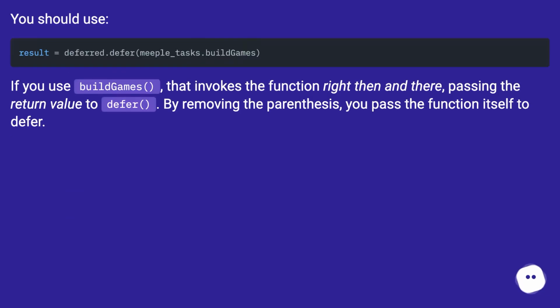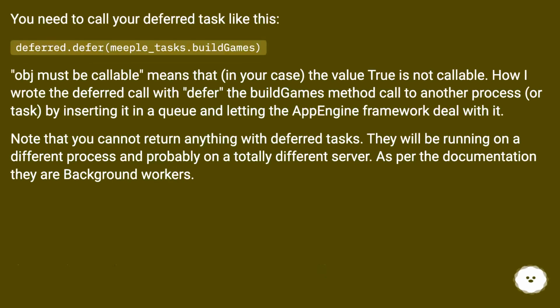You should use it without parentheses. If you use buildGames(), that invokes the function right then and there, passing the returned value to defer. By removing the parentheses, you pass the function itself to defer. You need to call your deferred task like this.